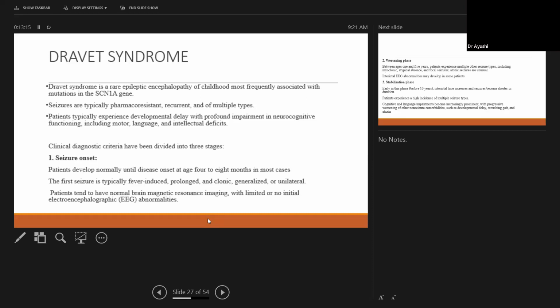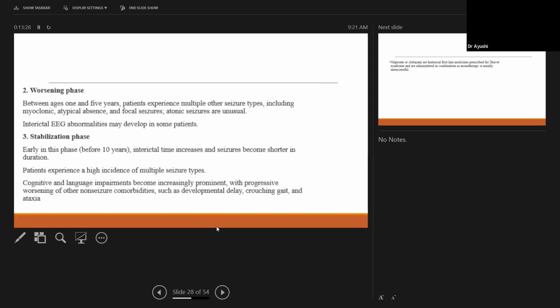The first seizure will typically be fever-induced, prolonged and chronic, generalized or unilateral. Patients tend to have normal brain magnetic resonance imaging with limited or no initial EEG abnormalities. In the second stage, which is the worsening stage, between ages 1 and 5 years, patients experience multiple other seizure types, including myoclonic, atypical absence and focal seizures. Atonic seizures are unusual, and interictal EEG abnormalities may develop in some patients.